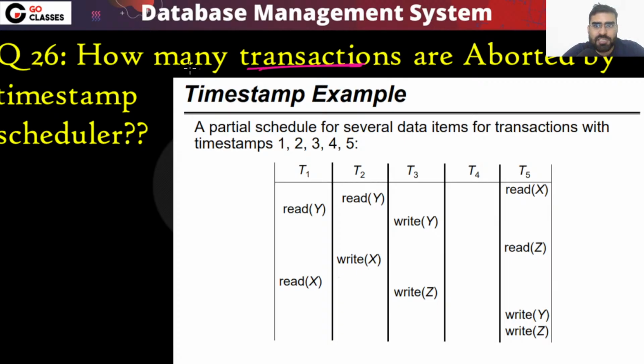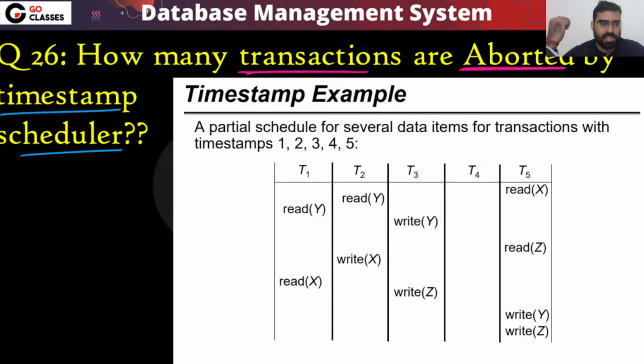How many transactions will roll back? How many transactions will be aborted by the timestamp scheduler? This is your question number 26. How many are going to be aborted by the timestamp scheduler?